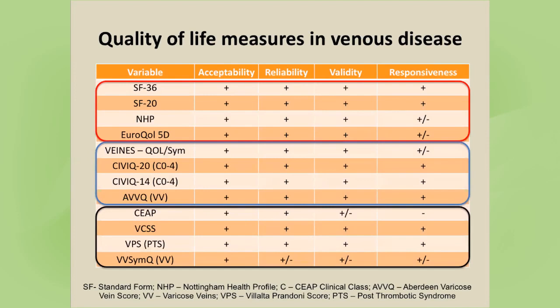Now, when you put all this together and group them based on acceptability, reliability, validity, and responsiveness, this is sort of how they fall. The first four are generic quality of life measures. The next four are venous disease-specific quality of life measures. The last four are clinical measures of venous disease.